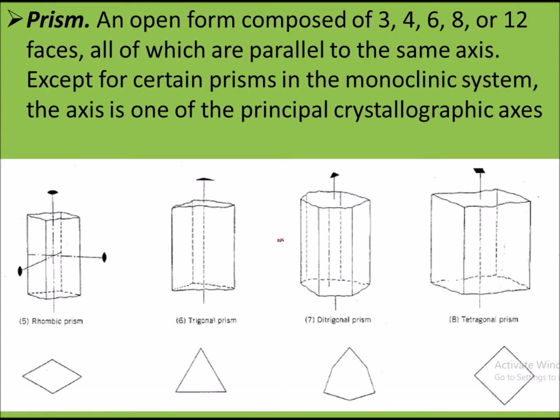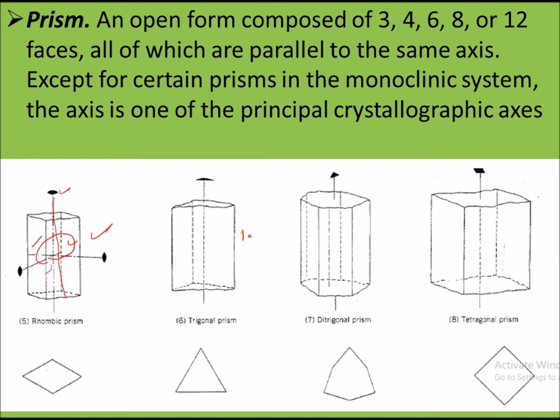Prism is basically an open form composed of 3, 4, 6, 8 or 12 faces, and all the faces are parallel to the same axis. So in this diagram you can observe that this is the axis about which we are talking, and these are the faces of this form. You can see that all faces in this zone are parallel to this vertical axis. So this form is known as the prism.